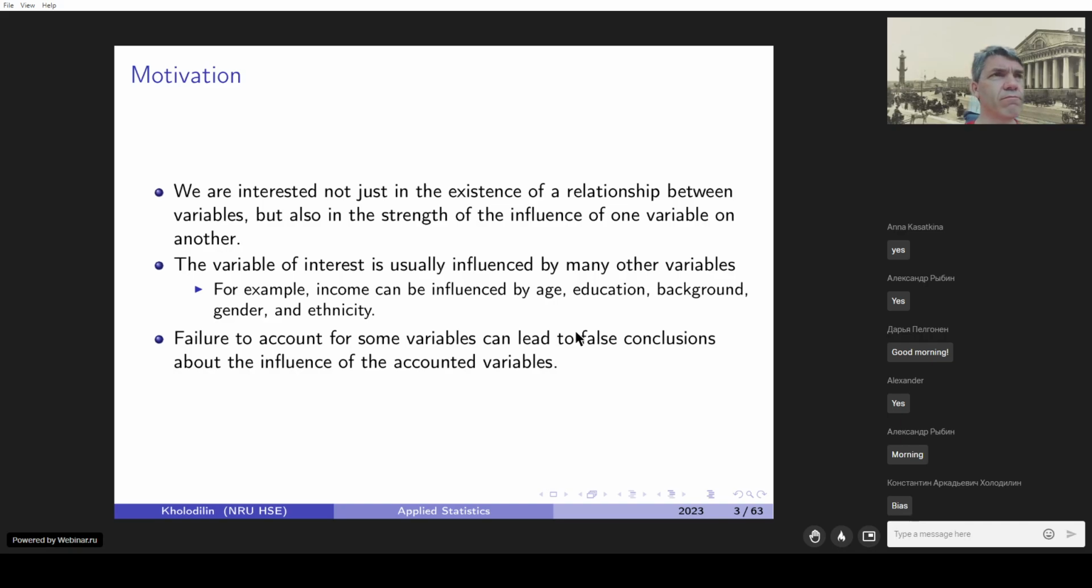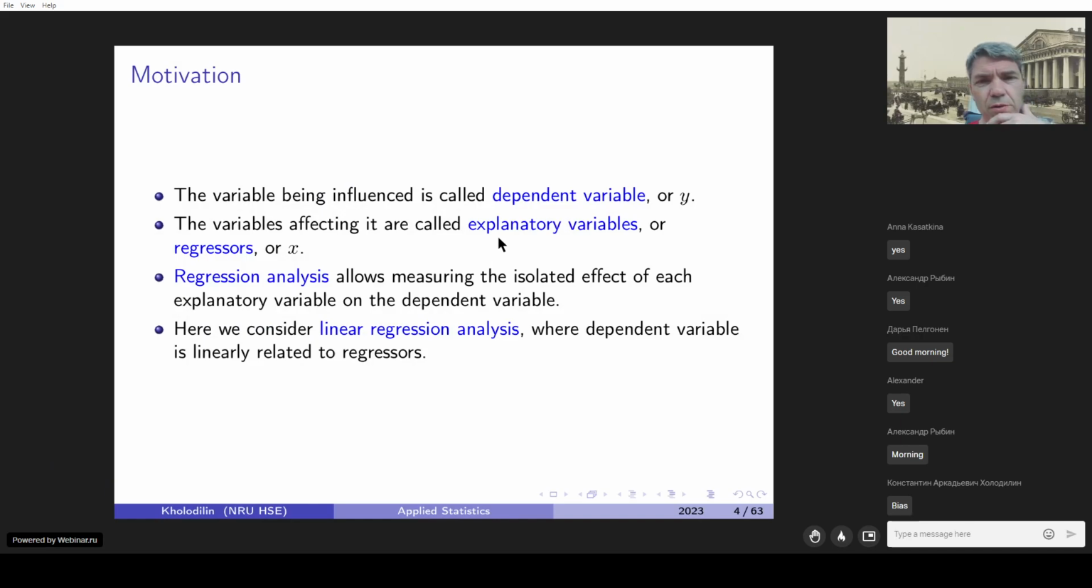And as I told you, the idea of the regression analysis is to determine the contribution of each of these factors in the variation of our variable of interest. So this variable of interest is typically called dependent variable and denoted as y. This is a convention. So y is the variable that is subject to impact of several factors. These factors are denoted as x, and they are also known as explanatory variables because they explain y or regresses.